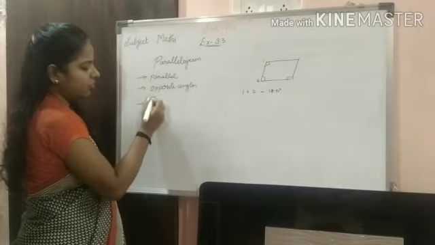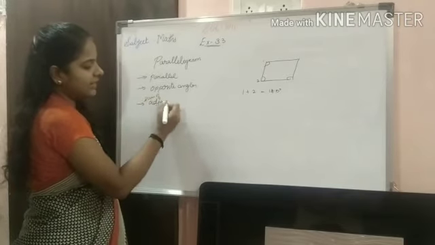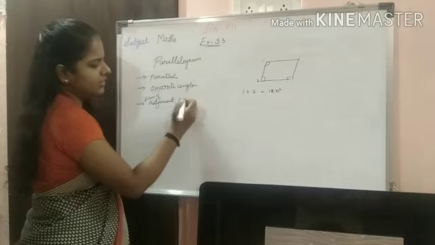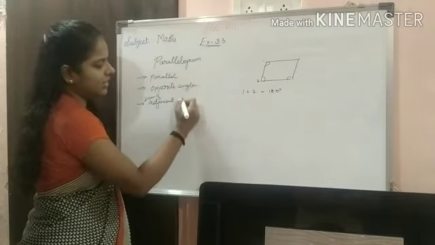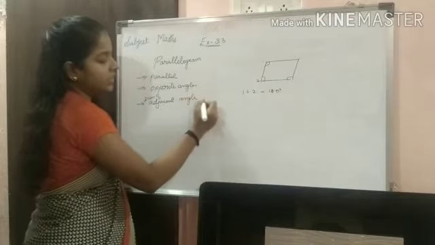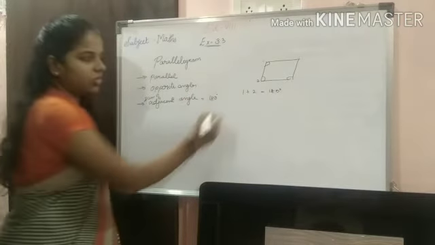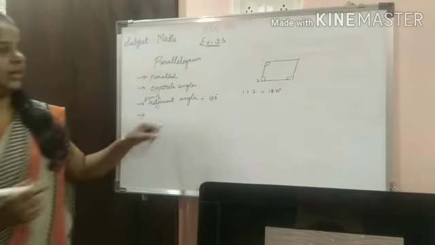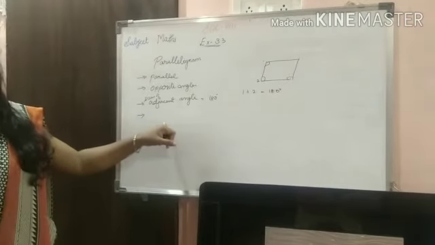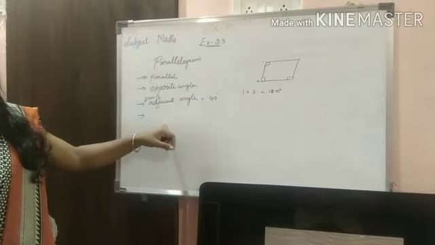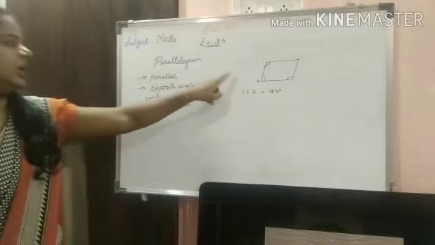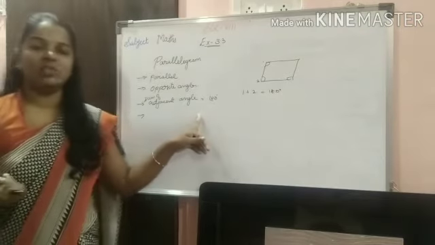Next is adjacent angle. The sum of adjacent angles is equal to 180 degrees. This also you have to keep in mind. And next, the sum of the exterior angles is 360 degrees. That is also an important point. So parallel, opposite angles are equal, and the sum of adjacent angles is 180 degrees.